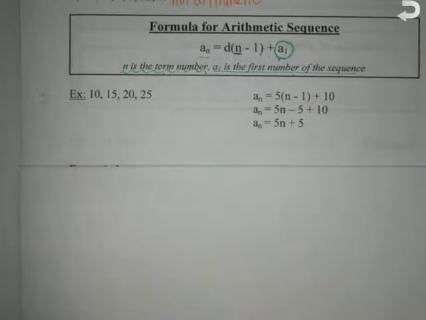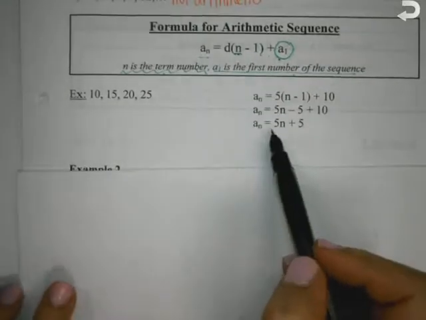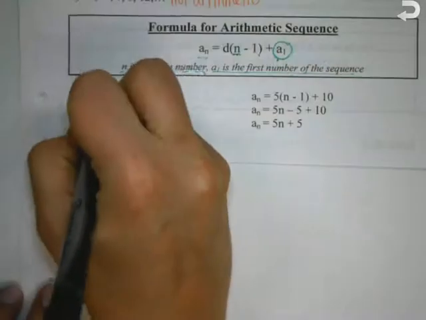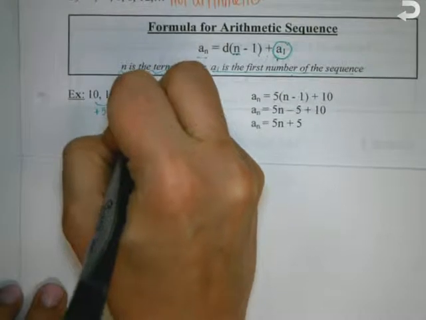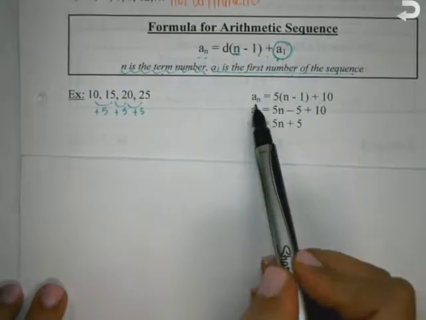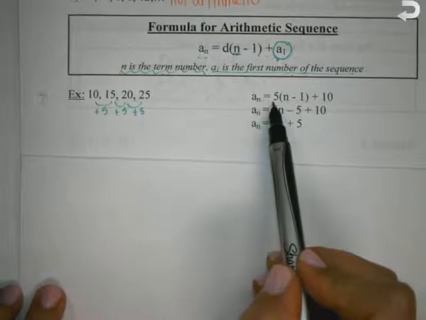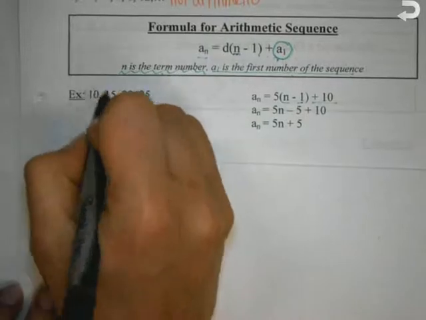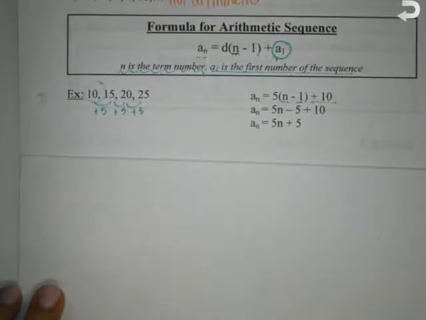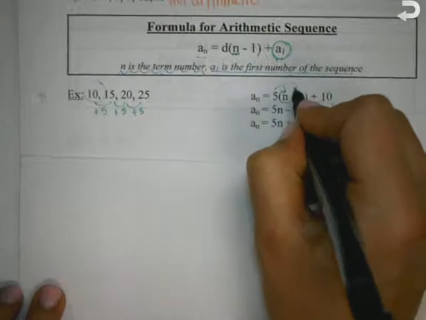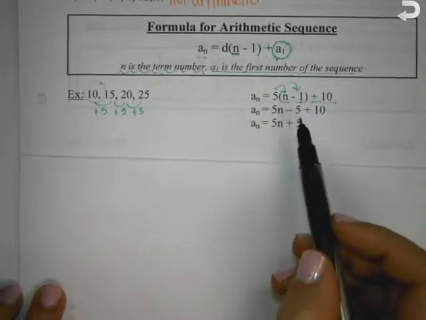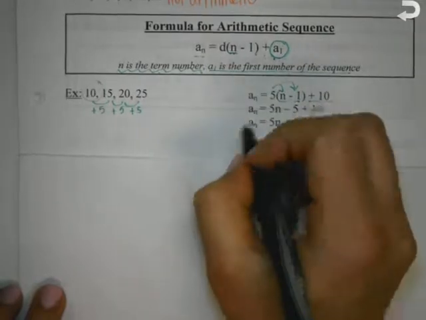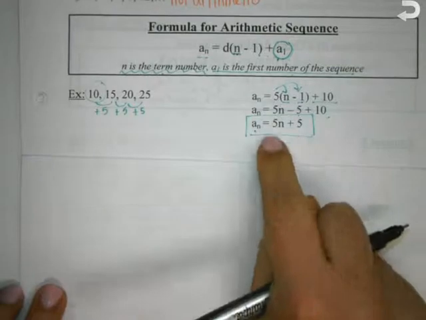I already did all of the work off to the side. What is this increasing by each time? 5, right? We're adding 5, adding 5, adding 5. So when I plug it into this formula, a sub n equals 5, the common difference, times n minus 1 plus 10. 10 is the first number, or the first term of the sequence. Then we distribute the 5 because you need to simplify this as much as possible. So that's 5n minus 5 plus 10. And then when we combine like terms, we get a sub n equals 5n plus 5, and that's what your answer is going to be.